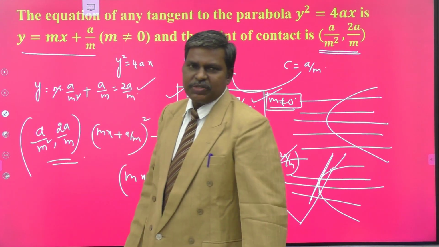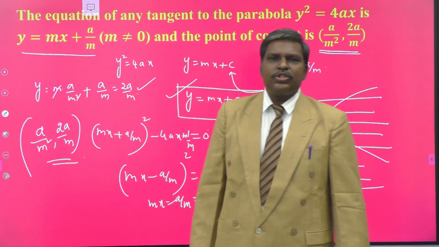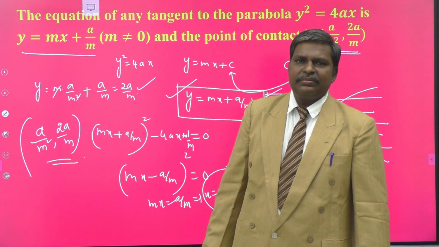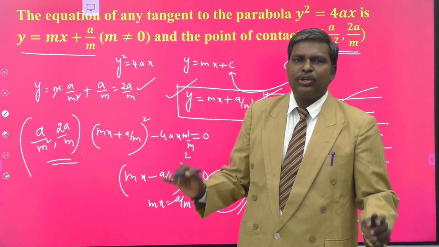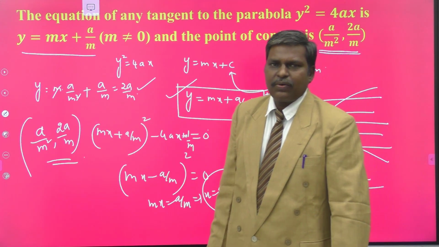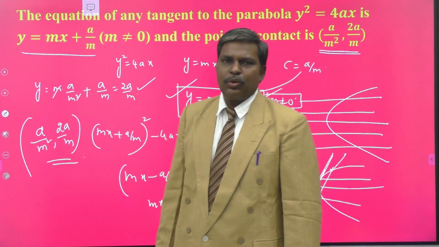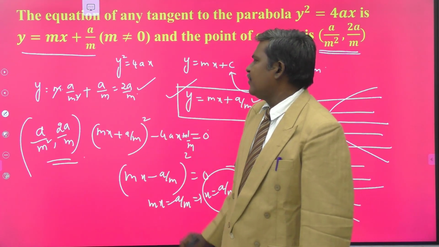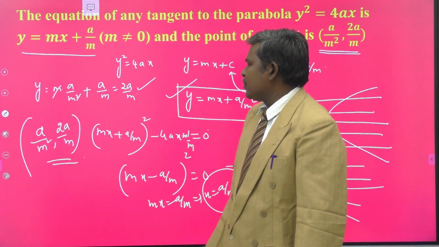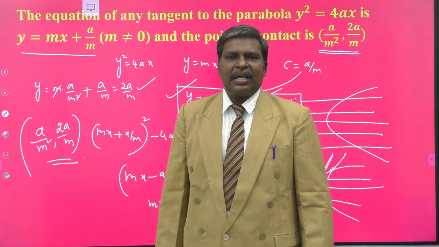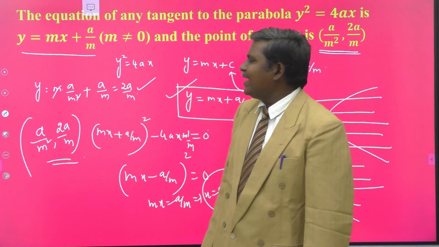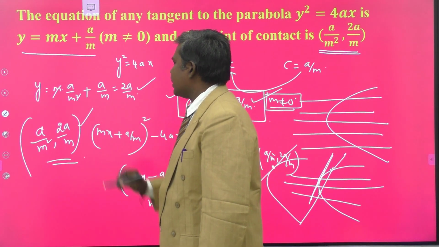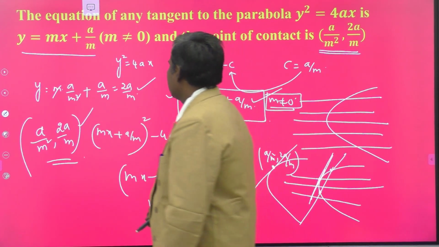So finally, what is my conclusion? y = mx + a/m is the general tangent to the parabola y² = 4ax having slope m, and the point of contact is (a/m², 2a/m). We mean the line touches the parabola at this point, that is (a/m², 2a/m). Okay.